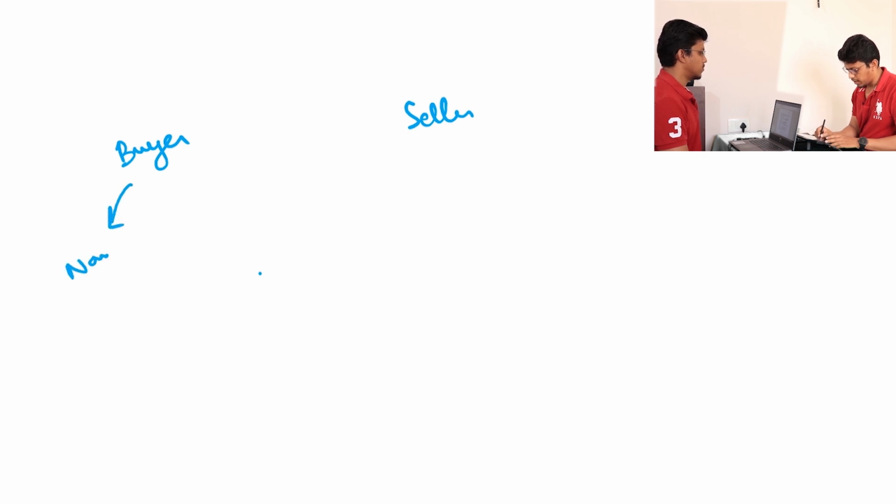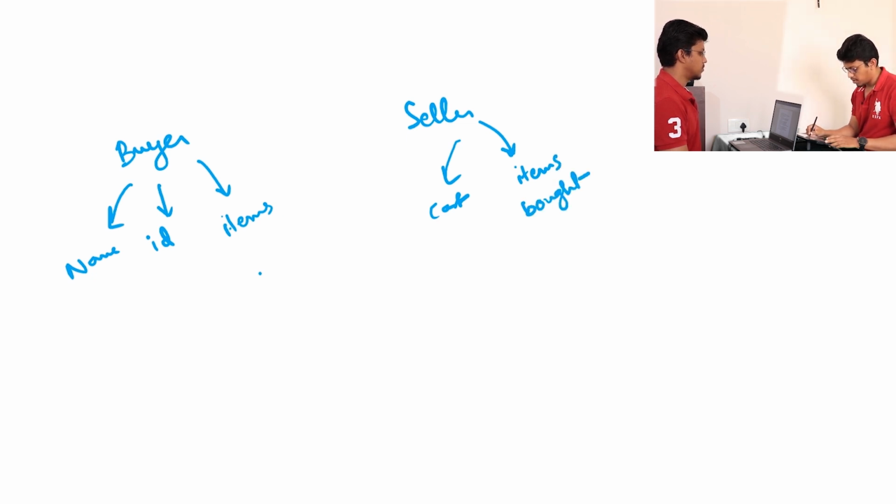buyer will have its own name, ID, and items. So we have 3 tables, and seller will have cart details and items bought. So these are different tables. This item and these items are related, so it can't be that I have bought a pen here and the buyer doesn't sell a pen, or any of the buyers doesn't sell any pen.